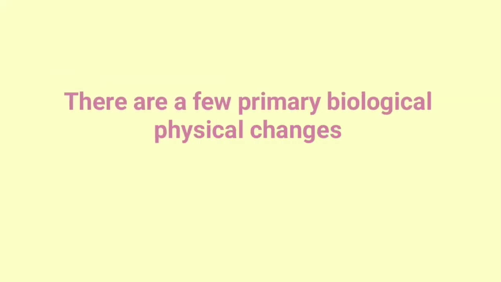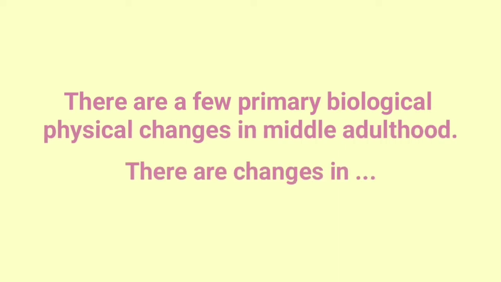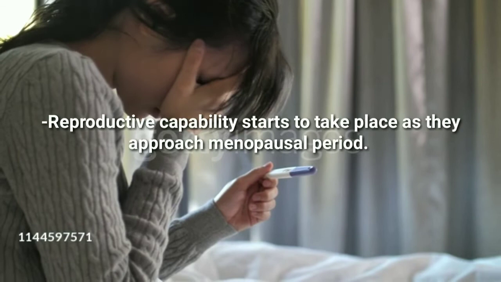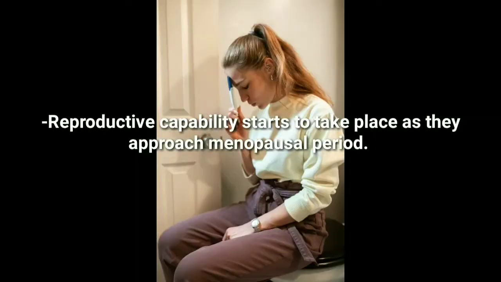There are few primary biological physical changes in middle adulthood. There are changes when it comes to gaining weight, vision, hearing, and monitoring pain. For women, the gradual decline in fertility or reproductive capabilities starts to take place.